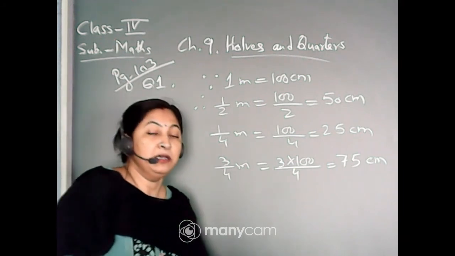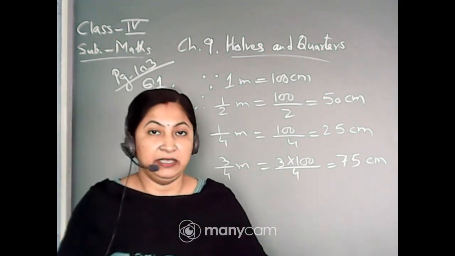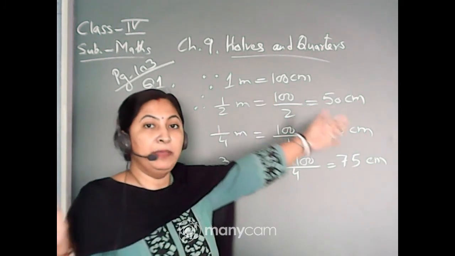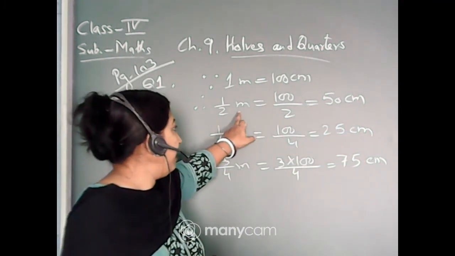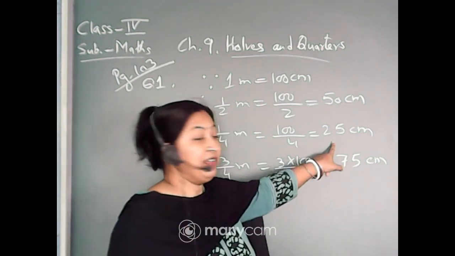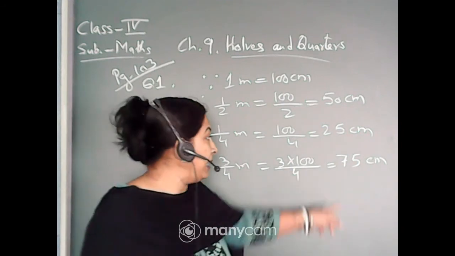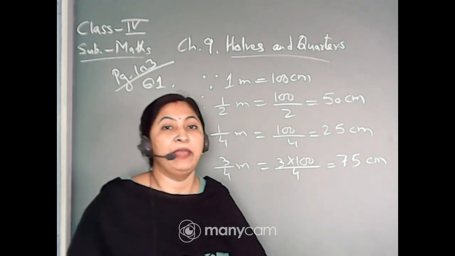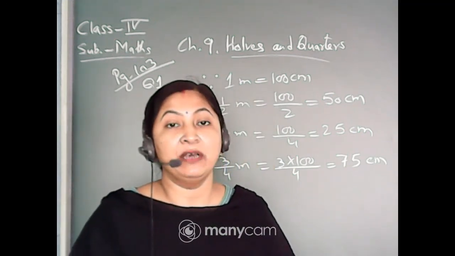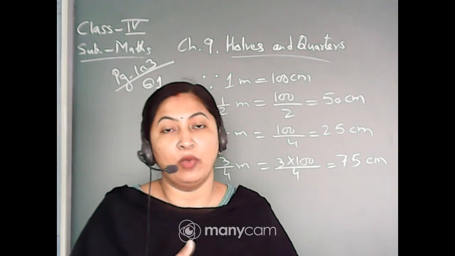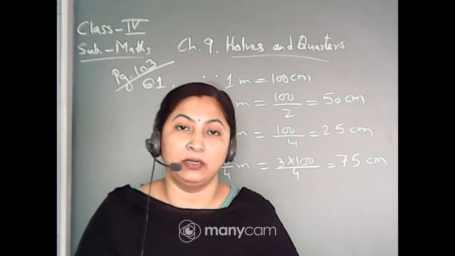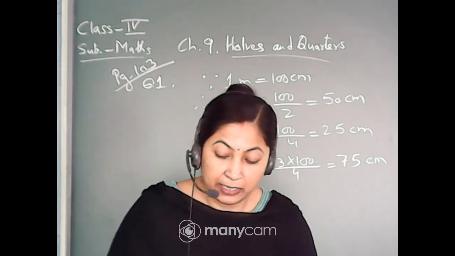So in the string you have to measure. First of all, 1 meter equals 100 centimeter. A big string you will cut, and at half meter, that means at 50 centimeter, you will make a first knot, at 25 centimeter you will make the second knot, and at 75 centimeter you will make the third knot. This way you will mark the difference between 1 by 2 meter, that is half meter, 1 by 4 meter, that is quarter meter, and 3 by 4 meter, that is 3/4 of a meter. Clear?